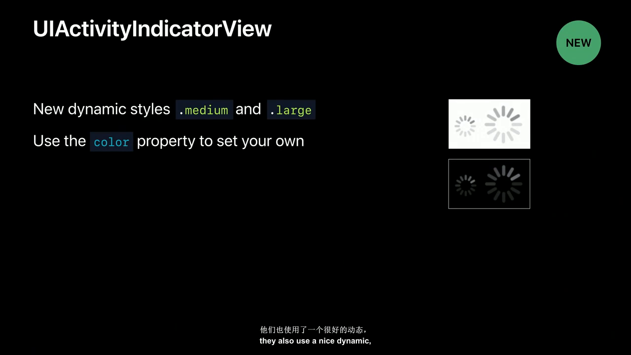activity indicator. They also use a nice dynamic gray color by default, so they look great in light and dark mode without any changes. But you can use the existing color property to set a custom dynamic color, or even just a static color like white if you want a particular fixed appearance.